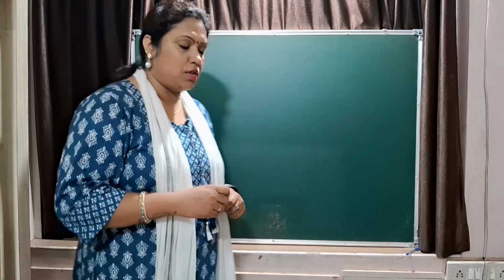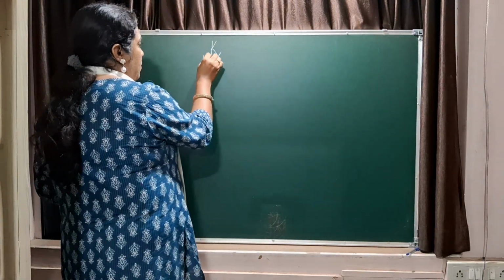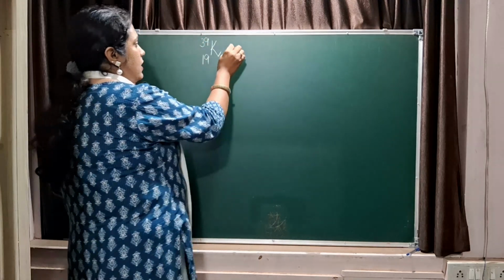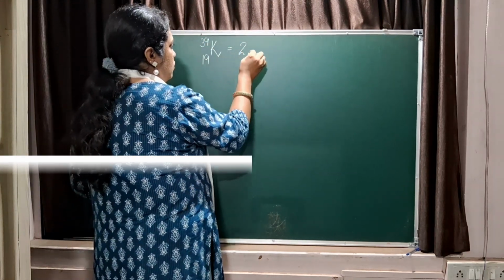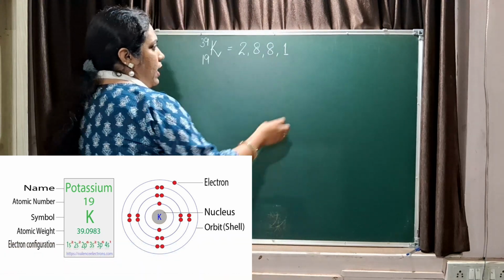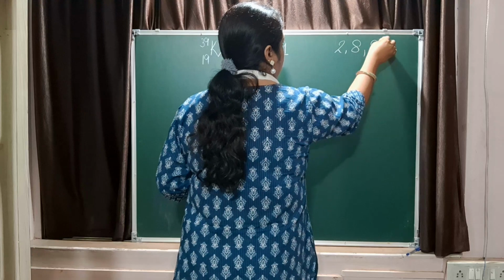Now the question was: potassium, the atomic number is 19, mass number is 39, has the electronic configuration of 2, 8, 8, 1 and not 2, 8, 9.